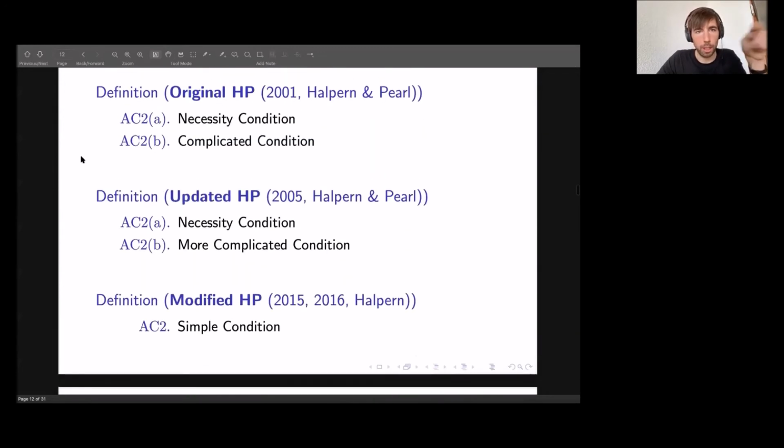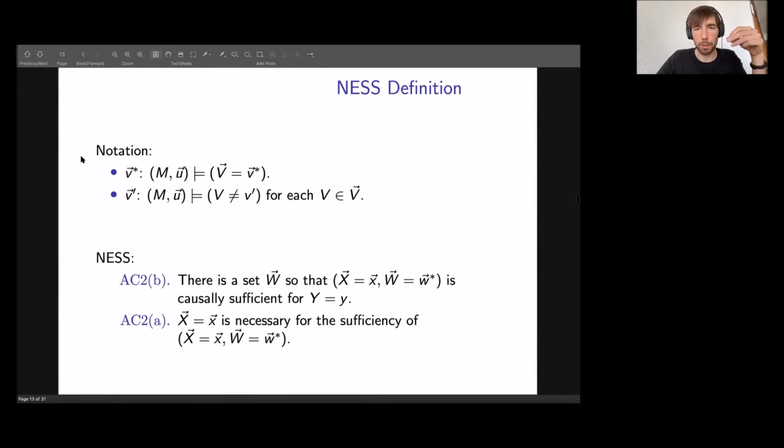Now, like I said, I'm going to start afresh and say, we want to fill in these conditions by being explicit about the fact that we're using the NESS intuition. So you should have a sufficiency condition and a necessity condition. Just some notation which I use to make it shorter.